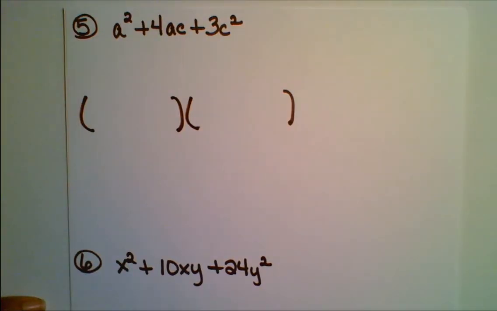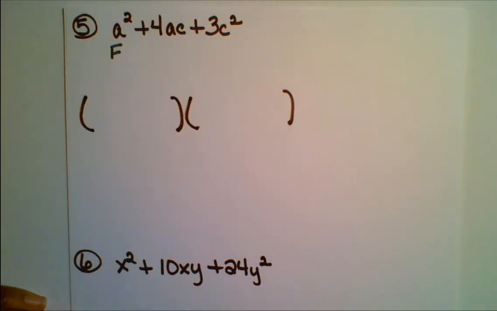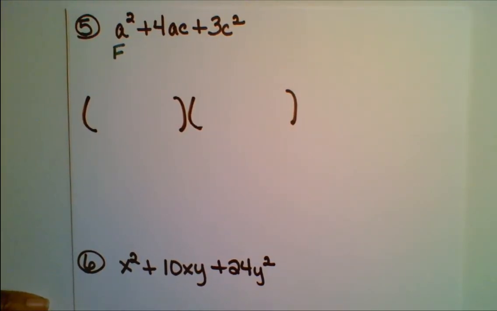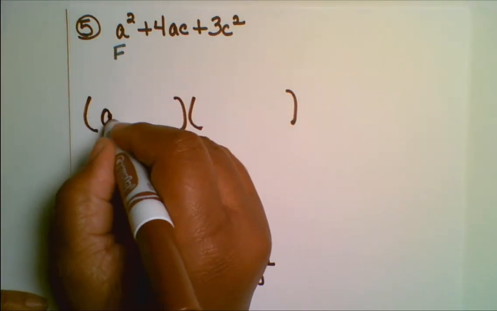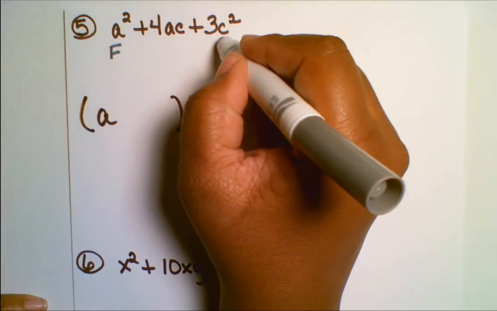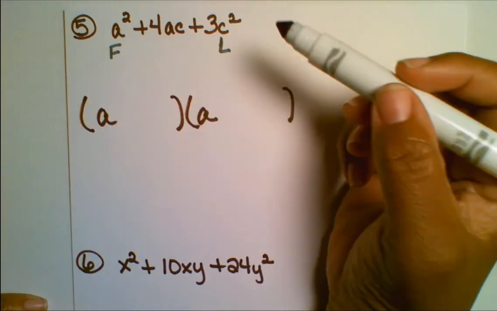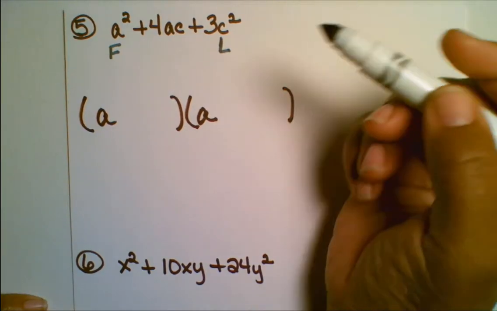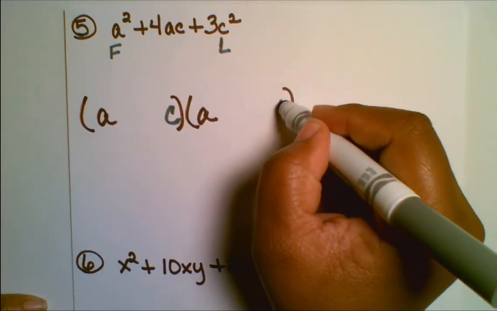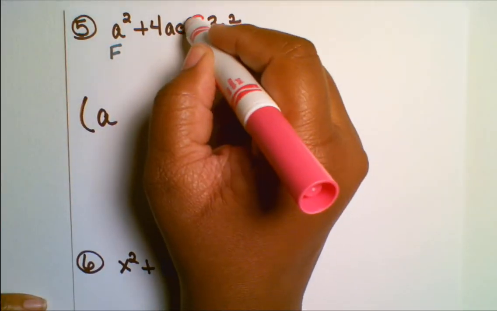And we're going to fill in the variables. Now look, for the first term, we have a squared. Break it down. What times what would give us a squared? A and A. But we also have variables for the last term, c squared. Well, we're going to break it down just like we did for the first term, but we're going to have C and C for those variables, the factors of the last term.